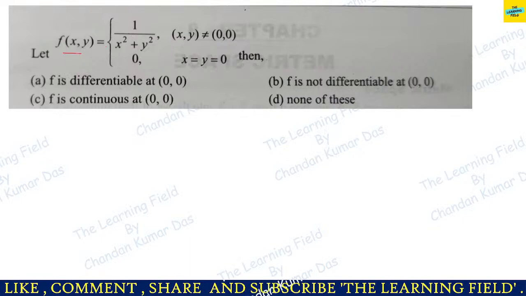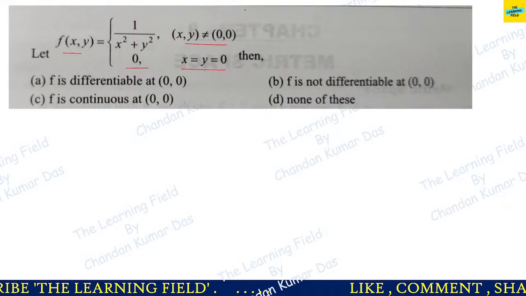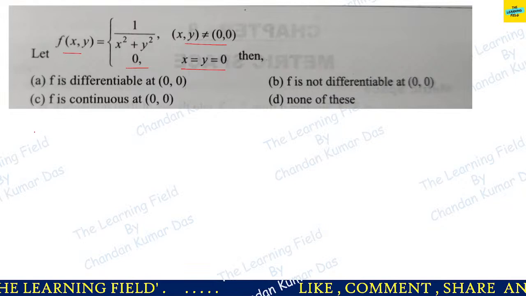The next question is number 3: f(x,y) equals 1 by x square plus y square for (x,y) not equal to (0,0), and 0 for (x,y) equal to (0,0). Then which of the following statements is true? Okay, so we first check the continuity.